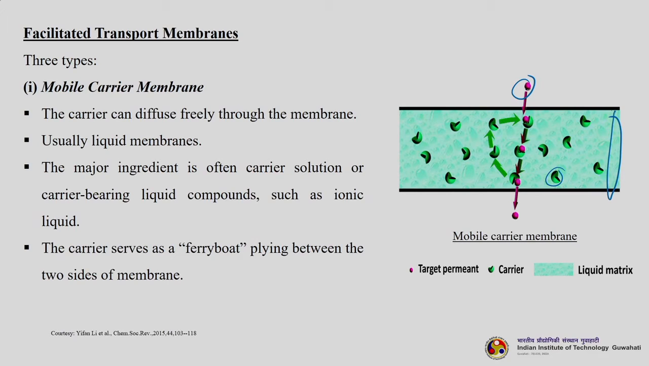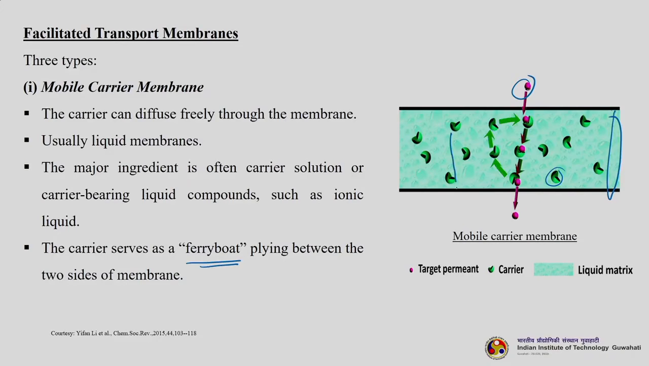The carrier here serves as a ferry boat plying between the two sides of the membrane. It is just moving here and there. You can see this carrier is moving here, okay. Then it moves back to the other side after releasing the permeate.